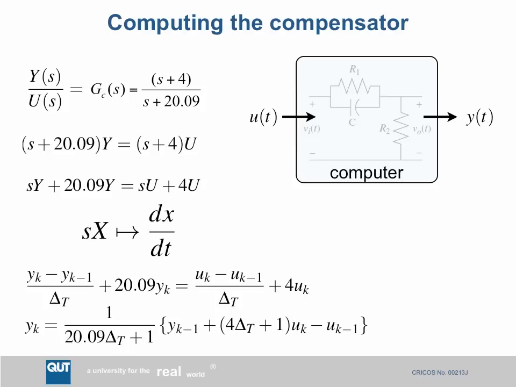What this says is that the output of our compensator at time k, that's y_k, is equal to some function of the previous output of the compensator plus the current input to the compensator plus the previous input to the compensator. And this is a really easy thing to code. We can code this in a single line of MATLAB, we can code it in a single line of C, and embed it into a microcontroller.